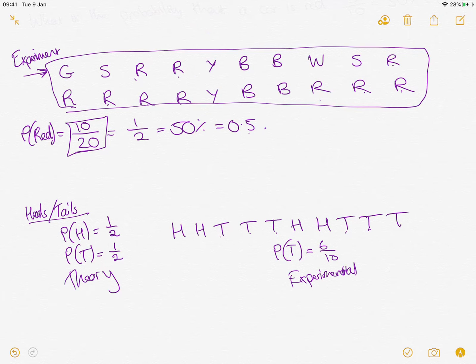So this is my theoretical one, and this is my experimental one. What you would find is, as you do more and more trials, so say I did 1,000 flips of the coin, then this probability would get closer and closer to a half. So this probability here would get closer and closer to a half, because the more trials you do, the more accurate it is.